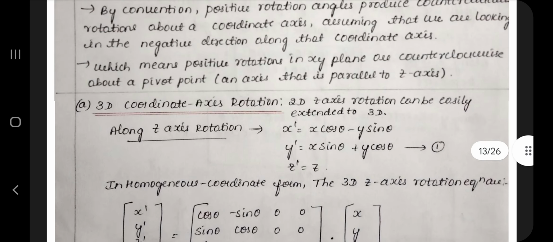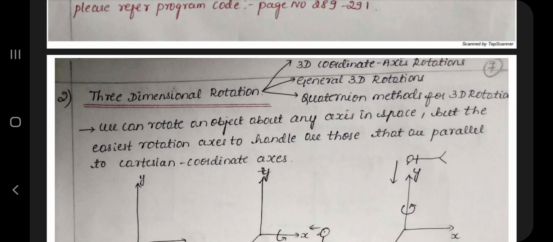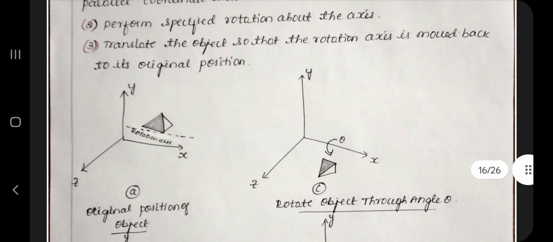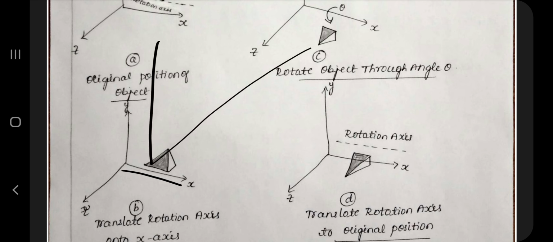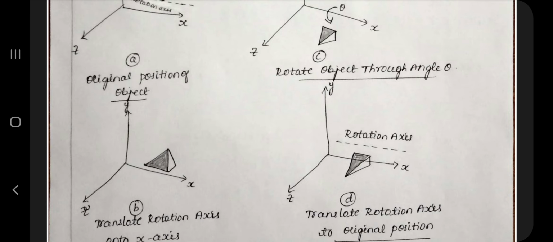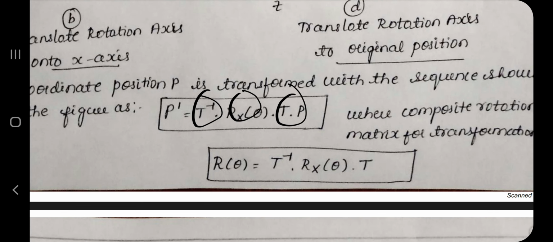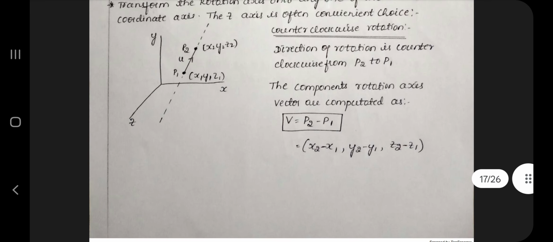So that's about the general 3D coordinate axis rotation. The second one is the general 3D rotation. After the matrix values starts the general 3D rotation. It is the same as the 2D ones, but you will have a z axis also. First you will transform the rotation axis to the coordinate axis, then you will rotate it, first step, second step, third step. After rotation you will inverse it back to the original axis. That's all there is in the general 3D rotation, and for that you will be using the matrix values: translation, rotation, inverse translation. The steps are given here, and it's analyzed in depth here for the line.